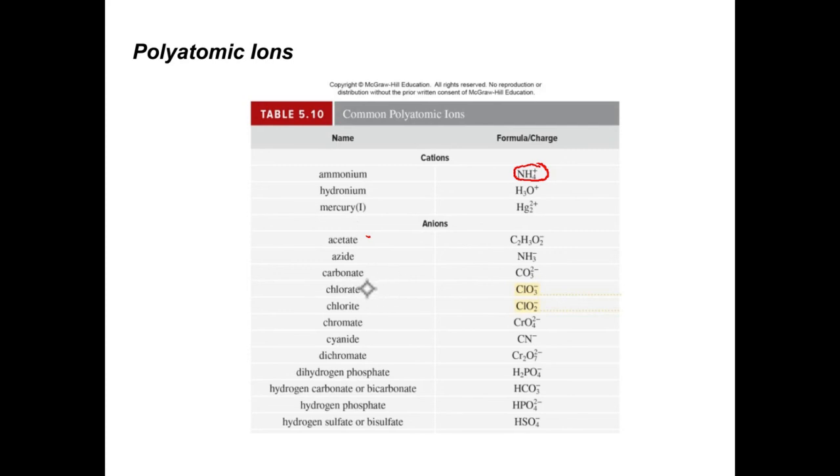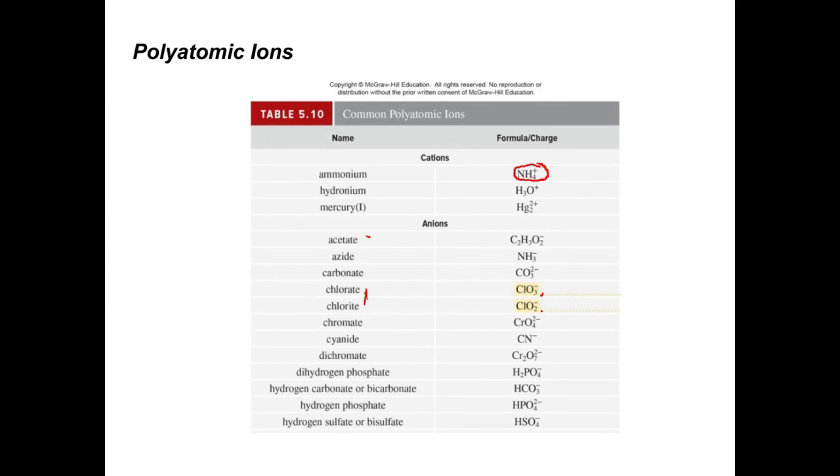Then you have things like carbonate, chlorate, chlorite. Notice these two names are very similar, chlorate and chlorite. What's different about them? The number of oxygens. Chlorite refers to the one with fewer oxygens, chlorate refers to the one with more oxygens. Then you have things like chromate, cyanide, dichromate. There's really no special trick I can teach you for these. These are just things you have to memorize or have a table handy. Today you'll be able to have a table handy. I don't know about for your exams, but typically these are things you're going to need to memorize.